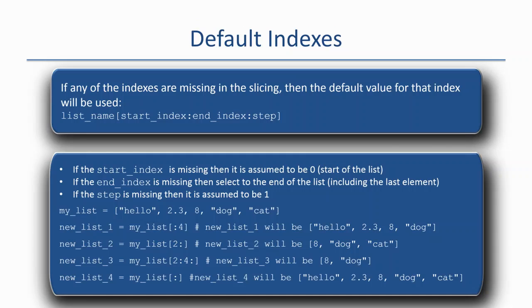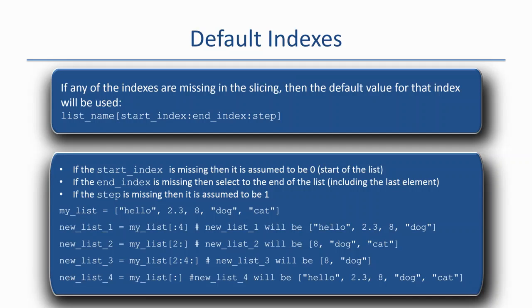In the second example, the end index is missing. In this case, Python selects from the start index all the way to the last element of the list. It is very important that you notice that if the end index is missing, the last element will be included in the result. In the next example, the step is missing, and Python assumes that it is equal to 1.